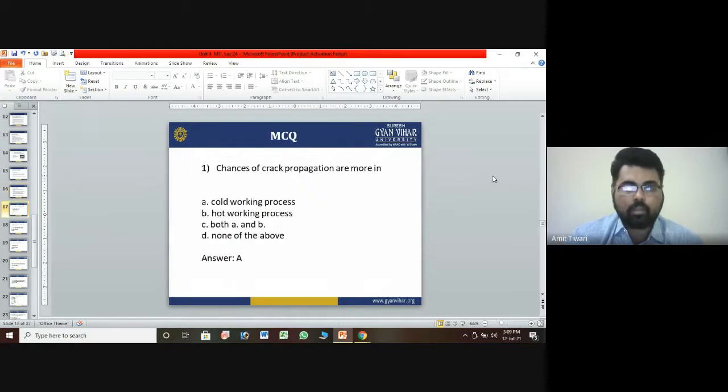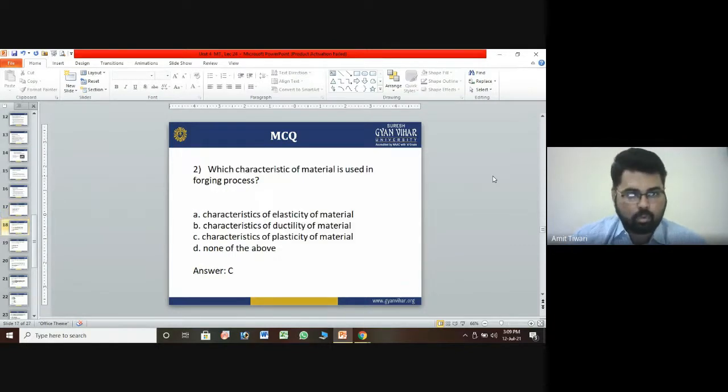Now it's time to ask some multiple choice questions relating to hydroforming. The first question: the chances of crack propagation are more in which process? The options are A, cold working process, B, hot working process, C, both A and B, and D, none of the above. The correct answer is A: the cold working process has more chance of crack propagation.